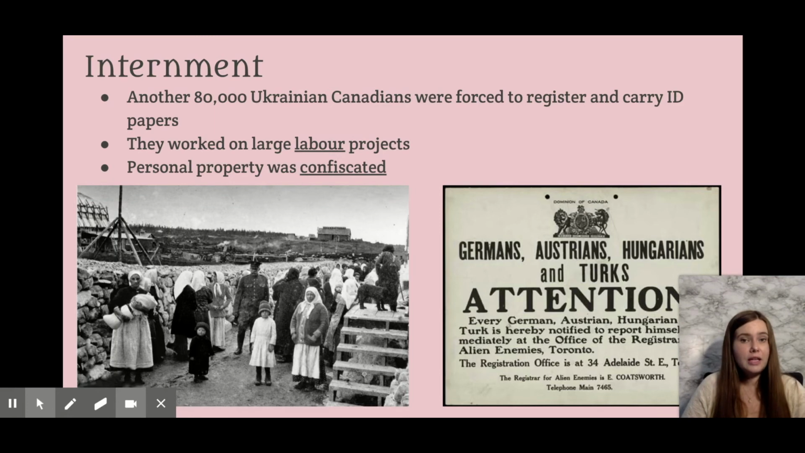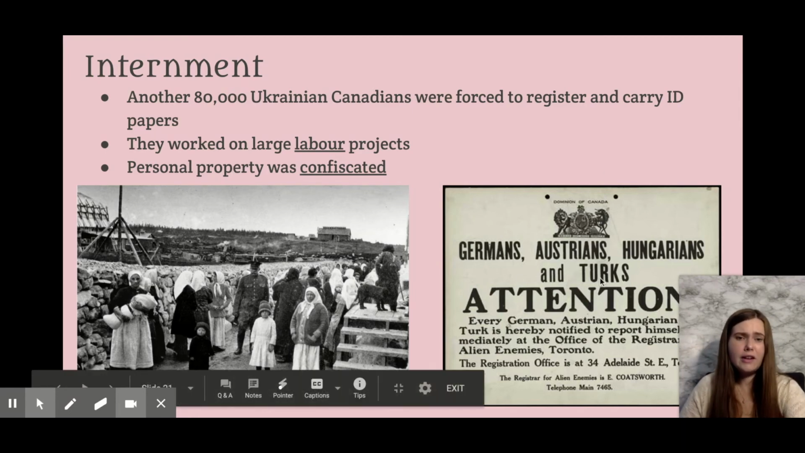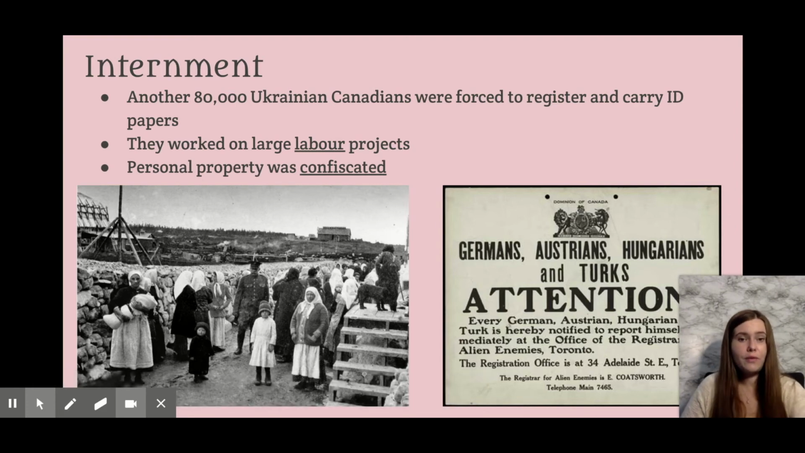Another 80,000 Ukrainian Canadians were forced to register and carry ID papers. So they would have to go, and we have an actual, not advertisement, but more of like a call to attention here, saying that if you're from one of these countries, you have to go register as enemy aliens at an office in Toronto. They're going to give you ID papers to prove who you are, and essentially that would put you on a list for internment or not. If you were interned, you worked on large labor projects like building roads, taking down forests, anything that was essentially just manual labor work.